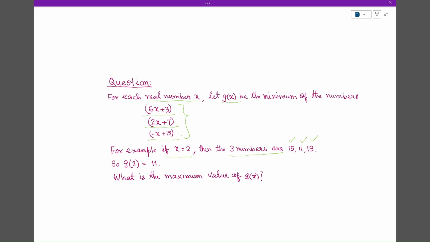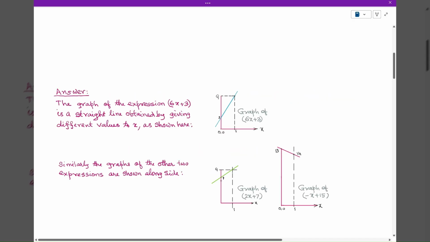Therefore, g(x), which is g(2) in this case, is equal to the minimum of 15, 11 and 13, that is 11. Then the question is, what is the maximum?